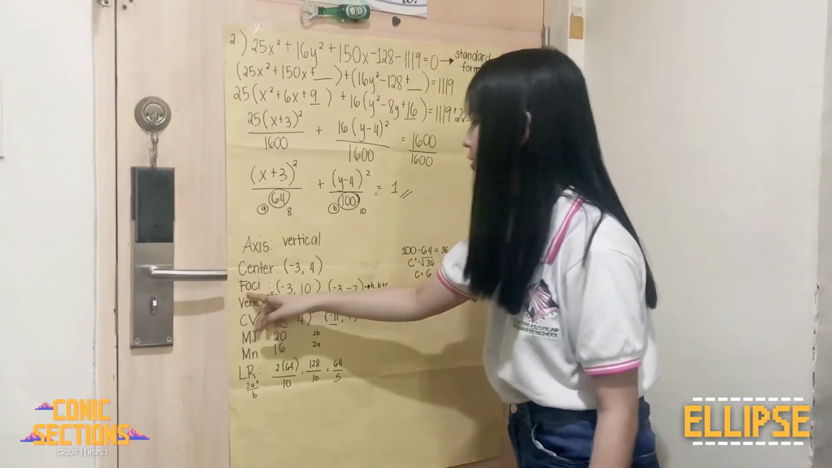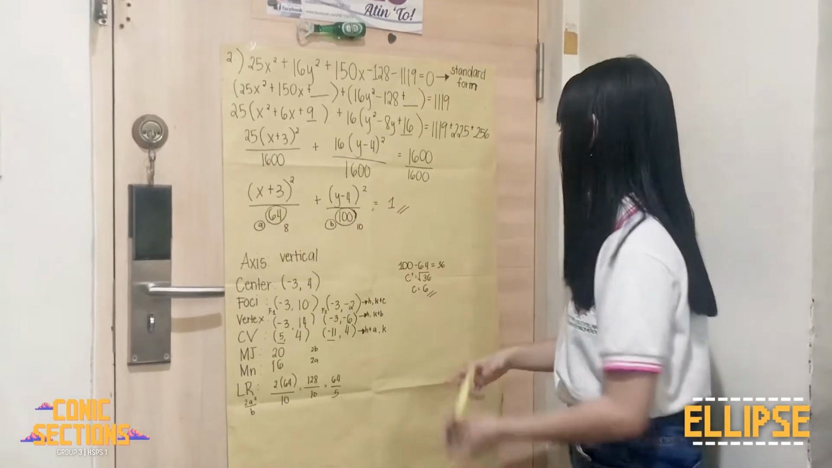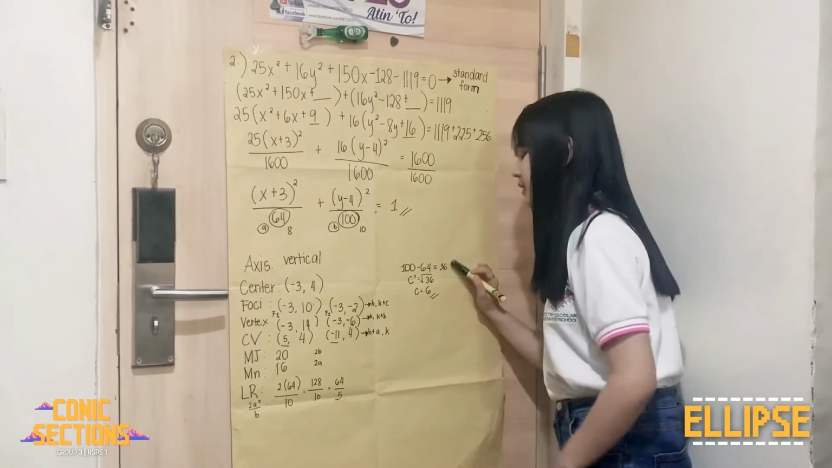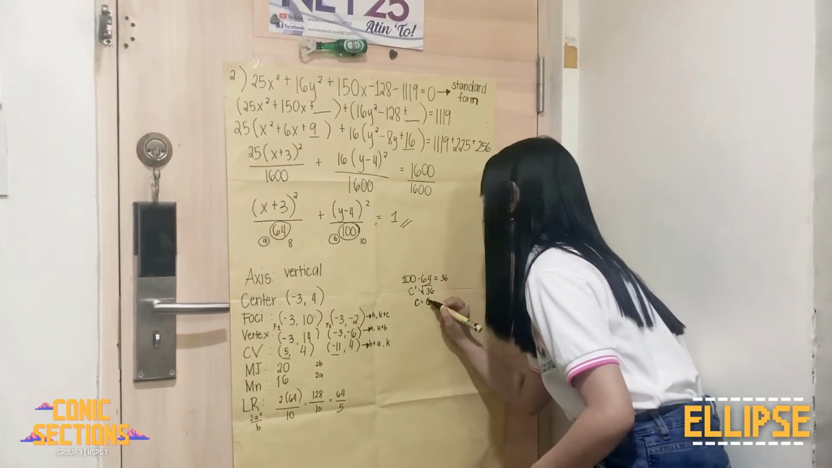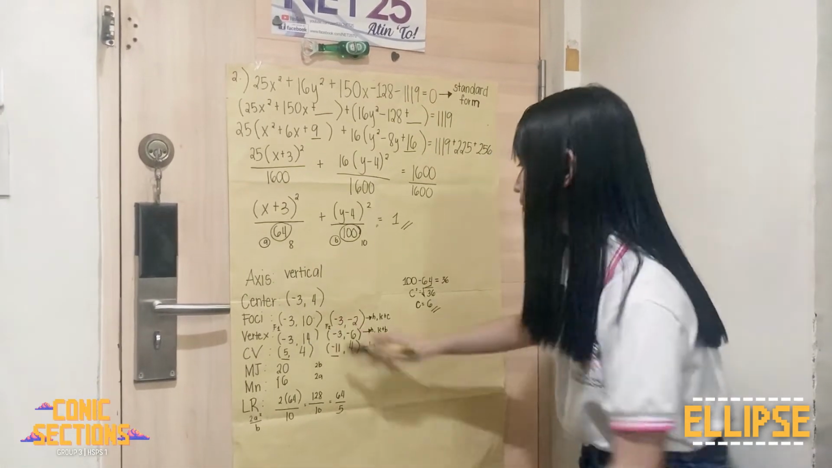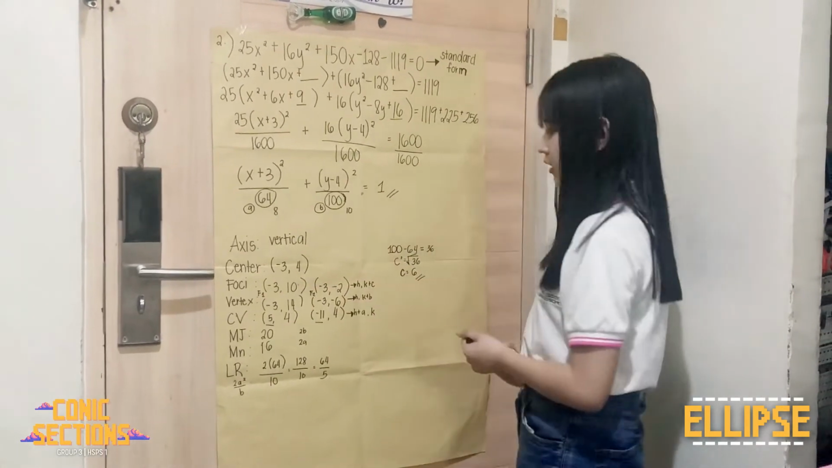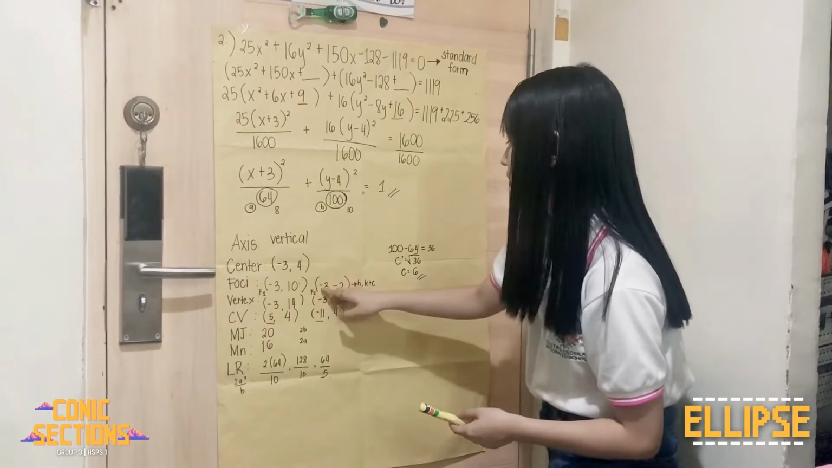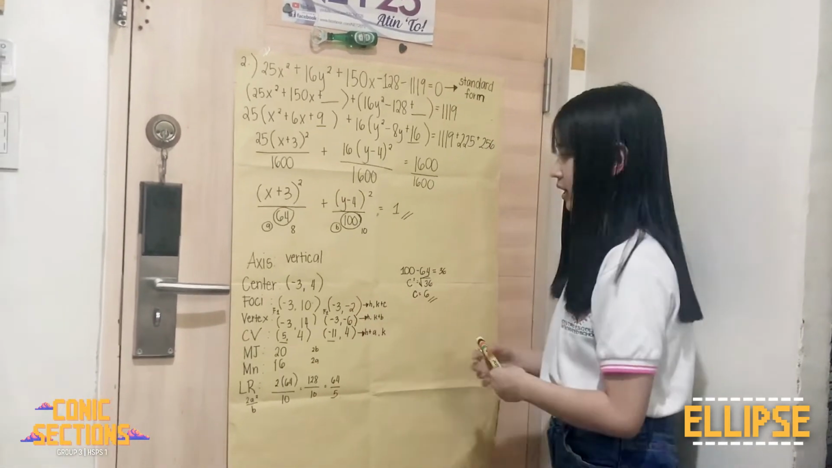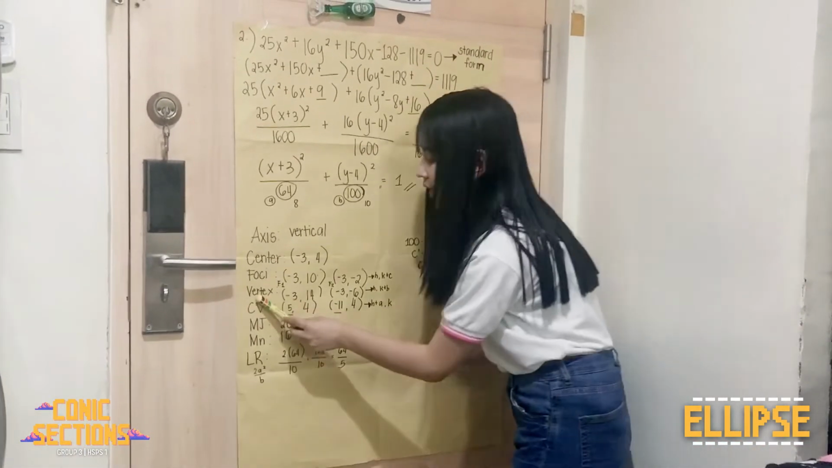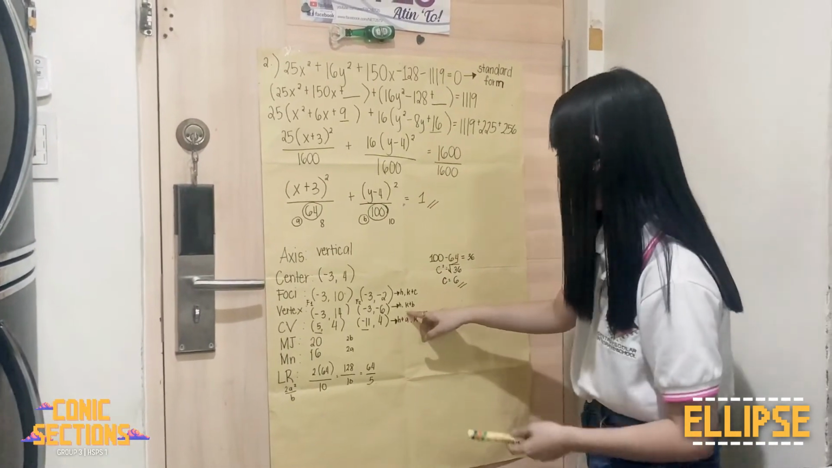So in identifying the foci, first we have to subtract 64 from 100. So 100 minus 64 is equal to 36. In order to get c, we have to take the square root of 36, and then we get 6. So after that, we have negative 3, and 6 plus 4 is equal to 10. The next is F2, negative 3, and 6 minus 4 is equal to negative 2. After that, we will solve for the vertex. In order to solve for the vertex, the formula is k plus a.